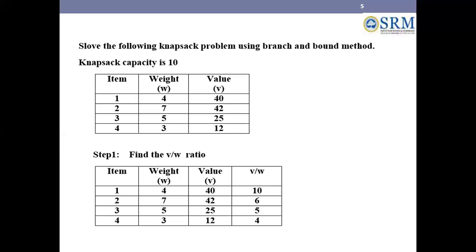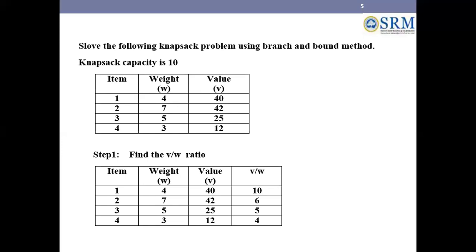And we will see one example. Solve the following knapsack problem using the branch and bound method. The knapsack capacity is given as 10. There are 4 items with weight and value, or profit; any term can be taken.